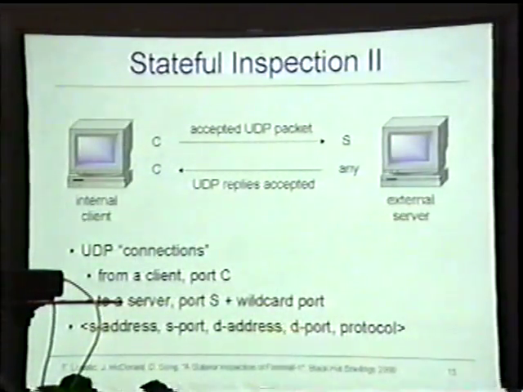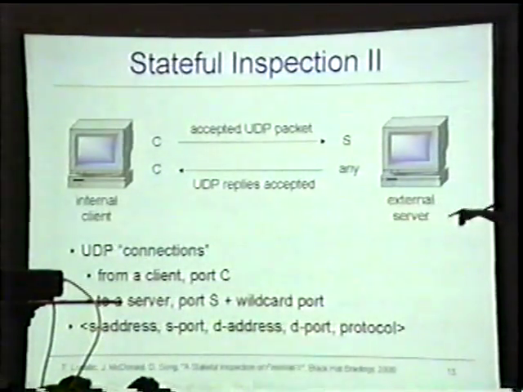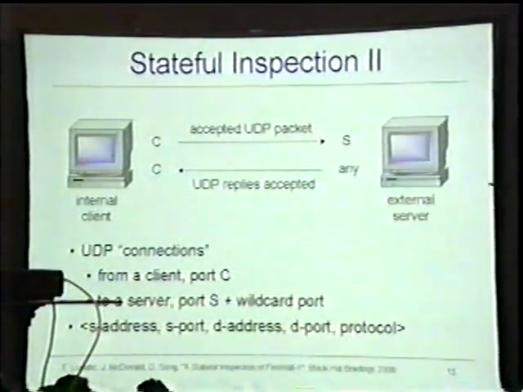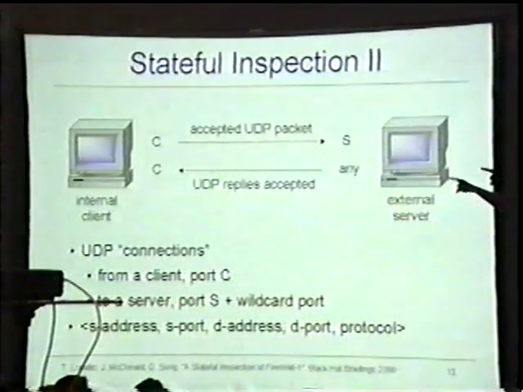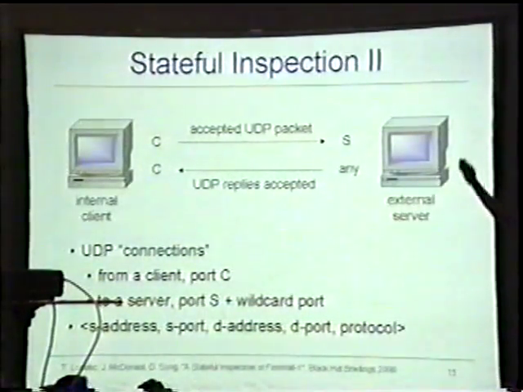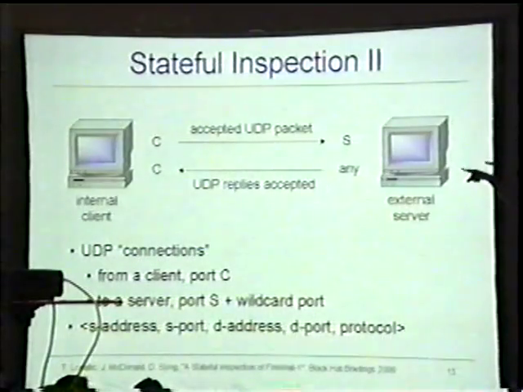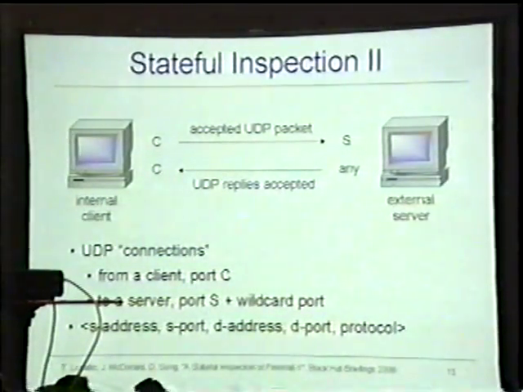UDP does not have connections, but they use virtual connections there. So if you have an internal client and an external server, the internal client sends a request to the external server. Then we have from a client port C an accepted UDP packet to a server port S, for example. The rule base accepts it. And also for UDP connections, there will be connection entries.